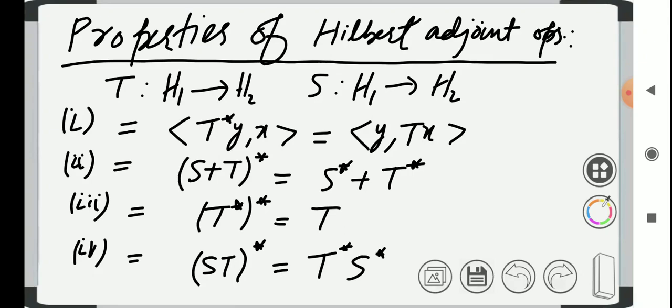And the fourth one is about the composition. If we have to determine the adjoint of the composition of two bounded linear operators, it simply states that you take the adjoint of S and T, then compose them individually. These are the four properties which we will prove, and we will provide some examples of the Hilbert adjoint operators defined on some Hilbert spaces.